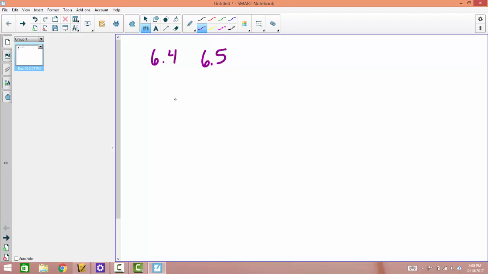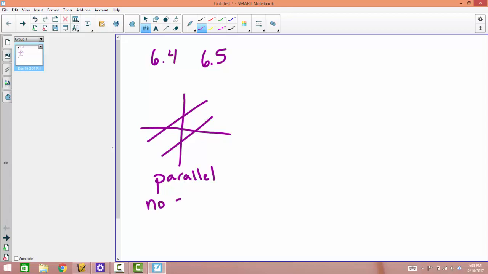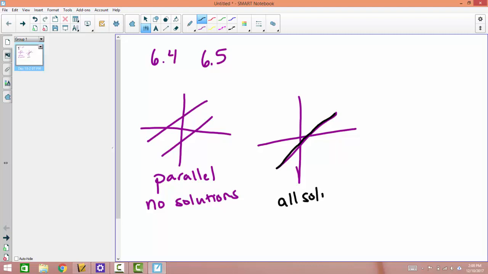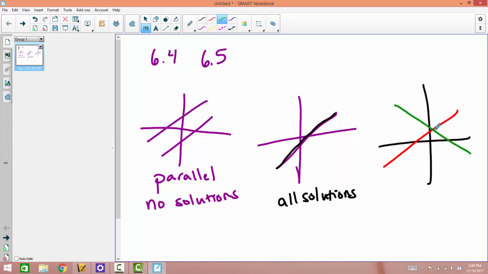So basically, there are three different situations when you graph two equations. You either have parallel lines, which means that there are no solutions. You would graph one line, and then when you graph the other line, it would be the exact same equation, and that would be all solutions. And the last situation is where you would graph one line, and then you would graph the other, and they would intersect somewhere, and there would be one solution, the point where they intersect.